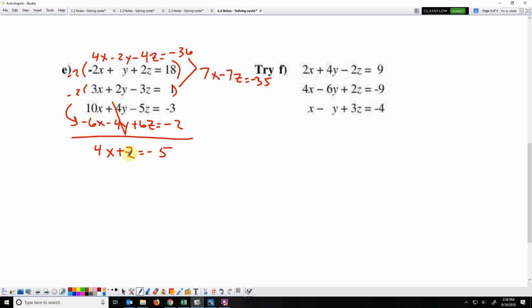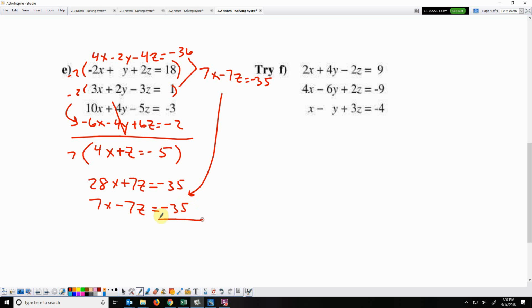And it looks like eliminating the z's wouldn't be too difficult. If I multiply this one by 7, 28x plus 7z equals -35. And I'll bring this down under it. 7x minus 7z equals -35. So I get 35x, the z's cancel, and it equals -70. When I divide, I get x equals -2.